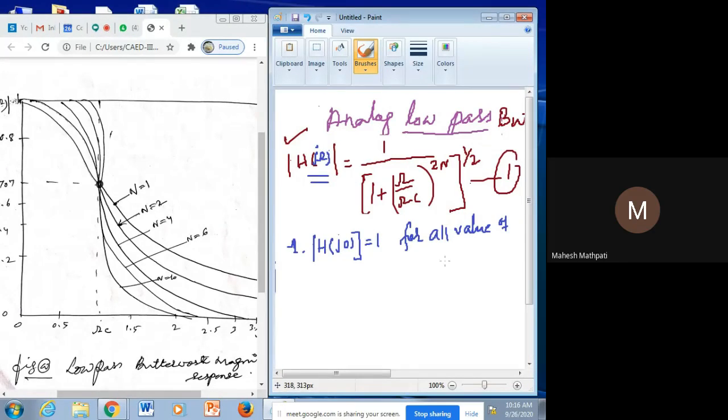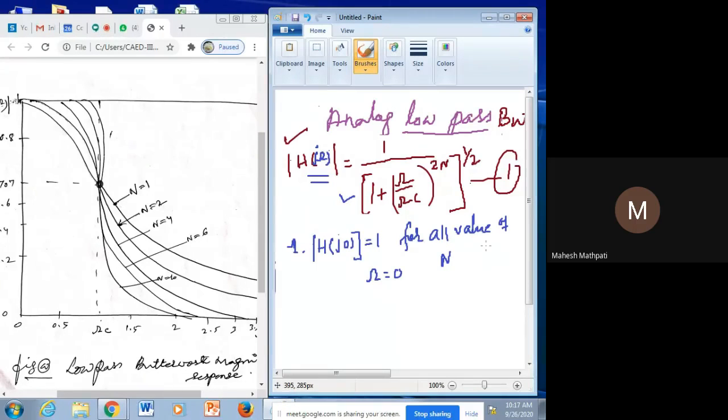क्या मीनिंग है इसका? For all value of n. So what I have done here, magnitude h of j0, मतलब क्या हुआ अभी यहाँ पे? If I take omega equals to 0 in the equation 1, क्या होगा वैल्यू उसका? Magnitude h of j0 is equals to 1 divided by 1 plus 0 आ जाएगा अभी यहाँ पे. ठीक है? So that is the first point. What we are writing is magnitude h of j0 is equals to 1 for all value of n.